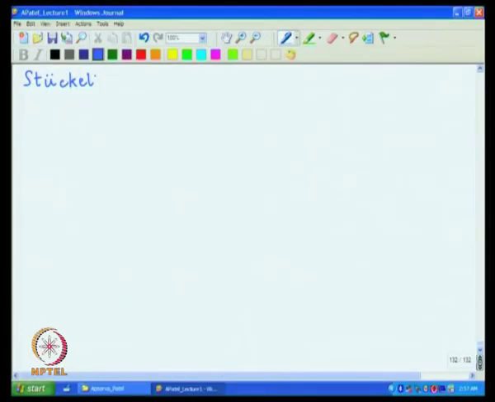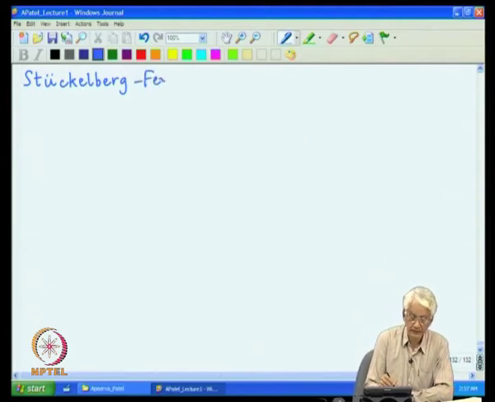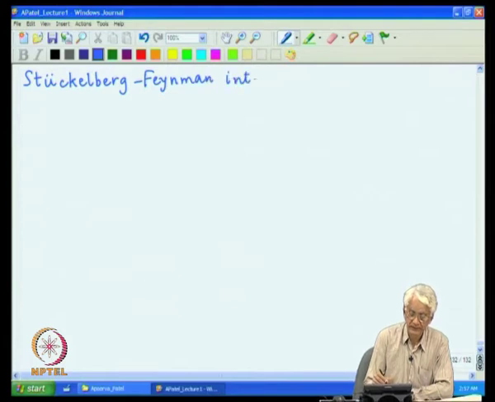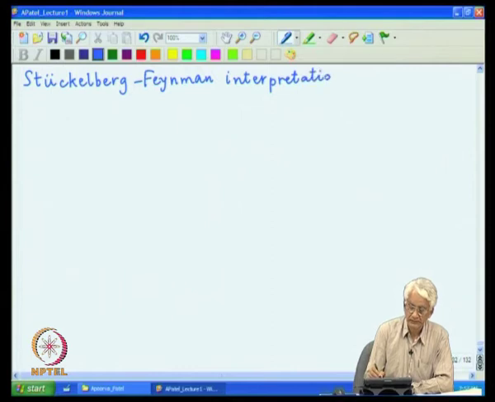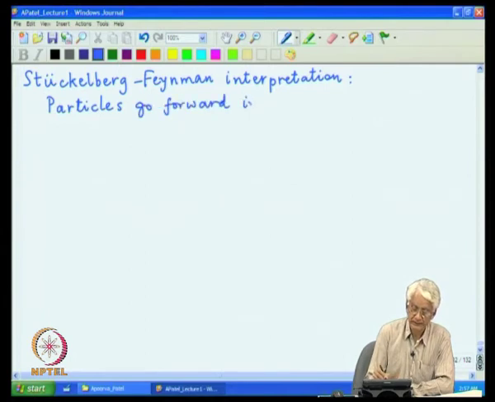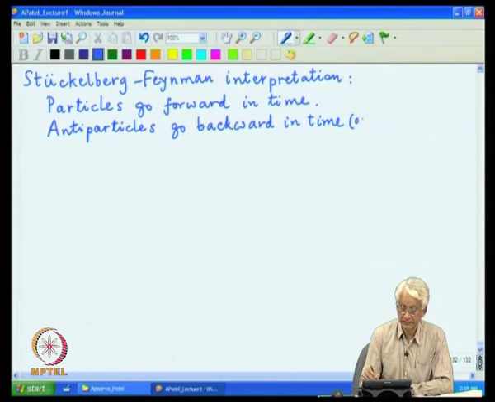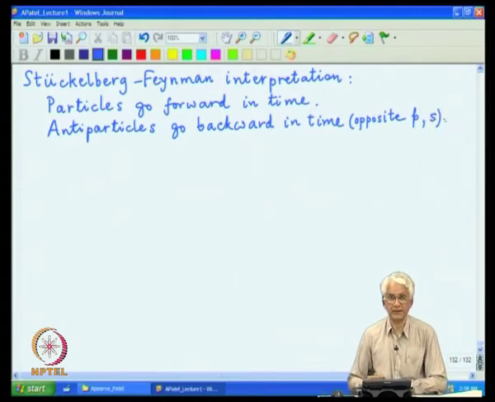Stuckelberg-Feynman interpretation, which essentially amounts to particles go forward in time and antiparticles go backward in time, and in particular we have chosen the convention that they will have opposite value of p and s compared to the particles when they travel backwards.